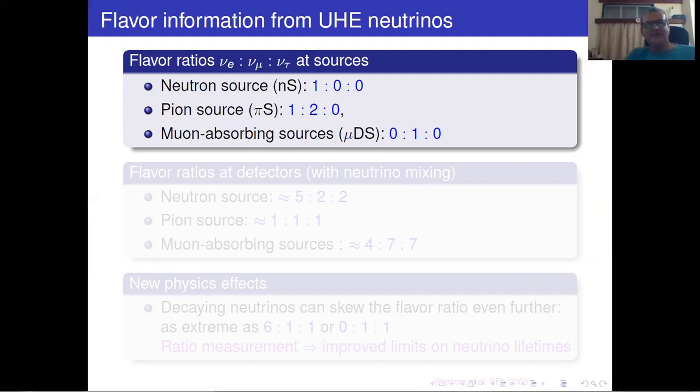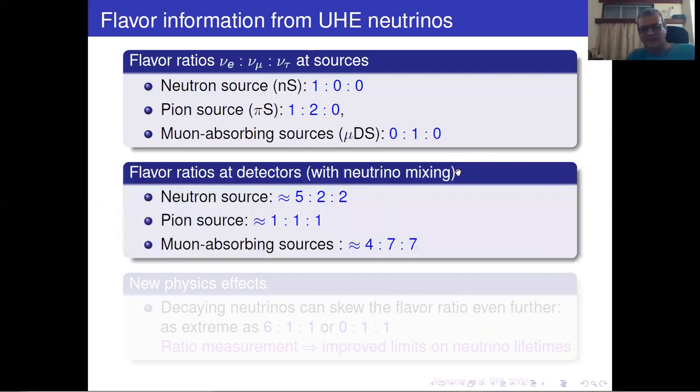What it allows us to do is probe new physics in very different ways than we have done before. So, for example, let's say we are able to determine the flavor ratios of neutrinos, nu e, nu mu, and nu tau. Now, we know that there are three kinds of astrophysical sources from which we get neutrinos. One are the so-called neutron sources, which produce nu e's, but no nu mu and no nu tau. Pion sources produce nu e, nu mu, and nu tau in the ratio 1:2. And the so-called muon-damped sources, where you only produce nu mu's and nothing else. This is the flux at the source. Of course, this flux is going to undergo neutrino oscillations.